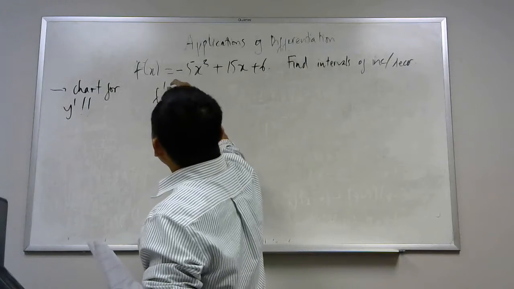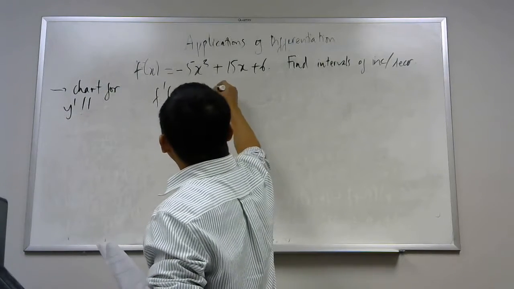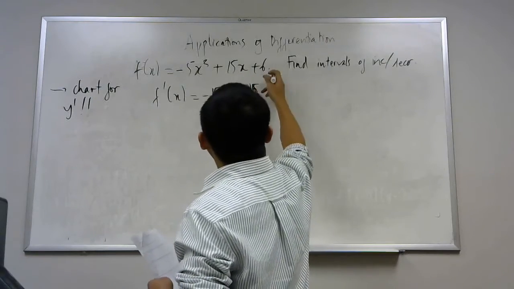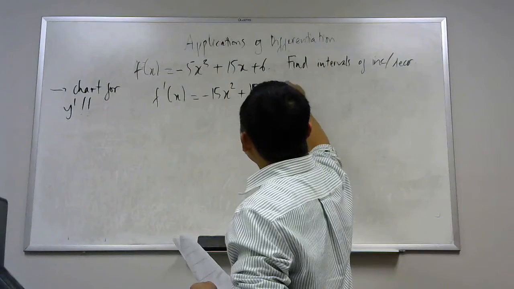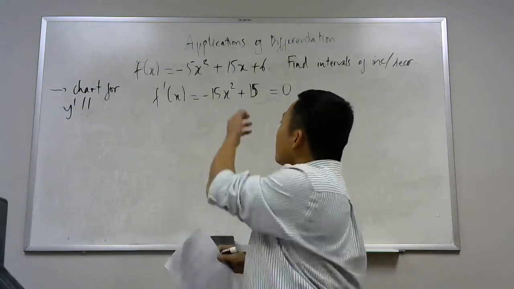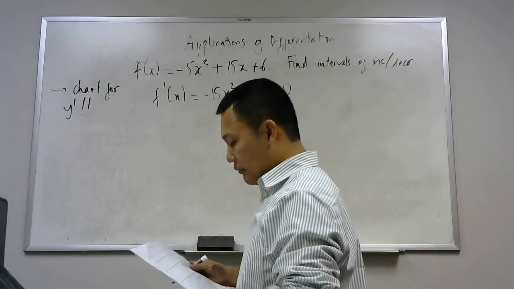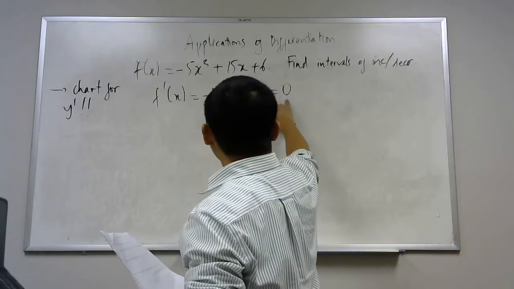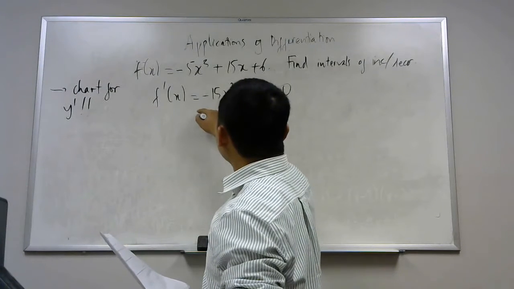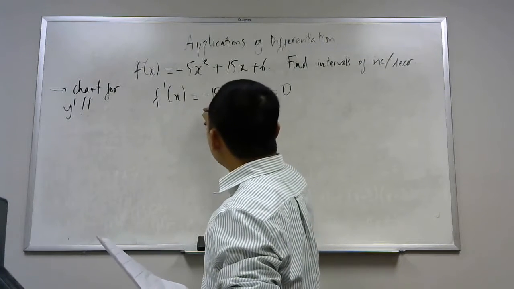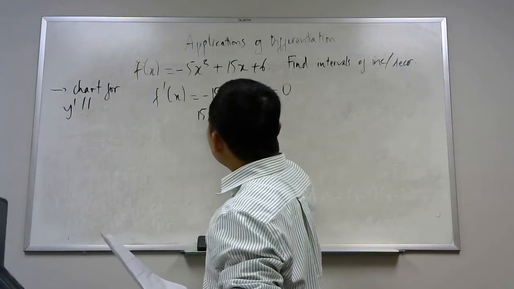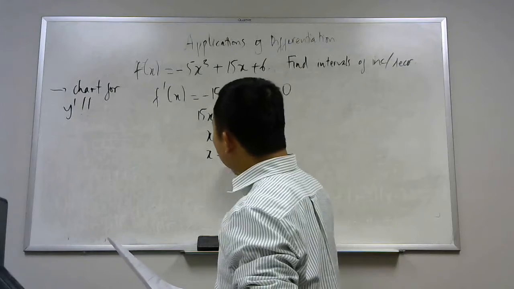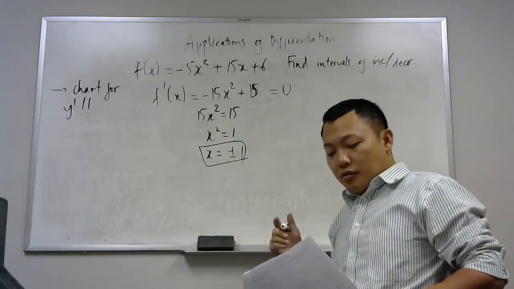So let's take the derivative of this function. I have negative 15x squared plus 15, right? I have to set this equal to 0. The first derivative is a polynomial, so we have only one case. Let's say 15x squared equal to 15, x squared equal to 1, and x equal to plus minus 1. So the function has two critical points, right?